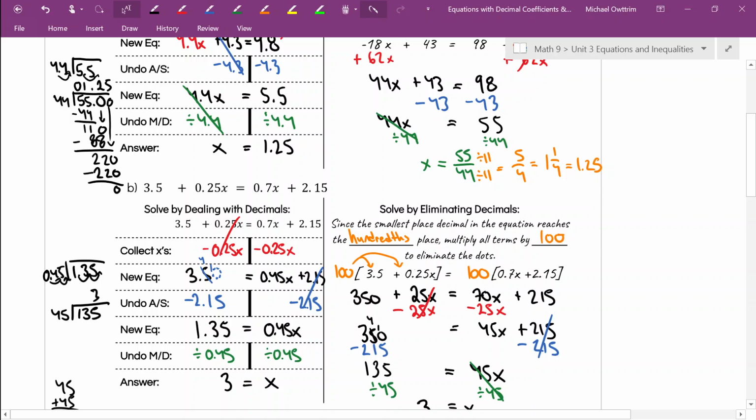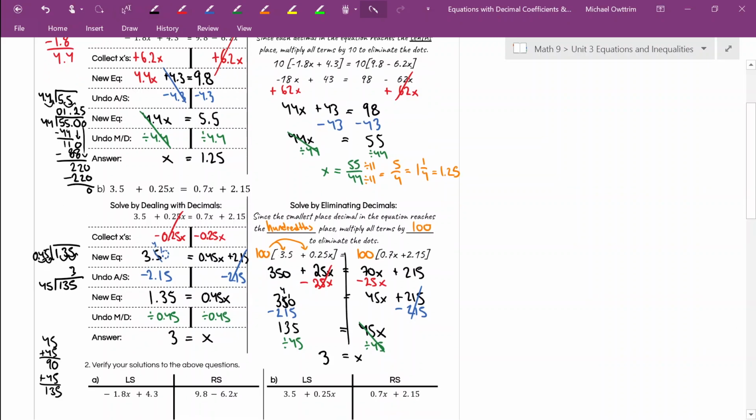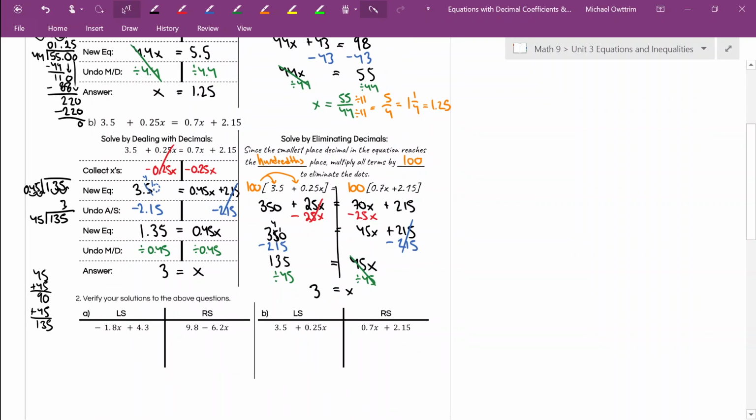So the moral of the story here is it doesn't really matter whether you eliminate the dots or not. Some people are more comfortable if they eliminate the dots, but you're going to be doing the same calculations in the same way. So it's really up to you in terms of which one you're more comfortable with. Obviously, whether you remove the dots or not, you should get the same answer for a certain equation.